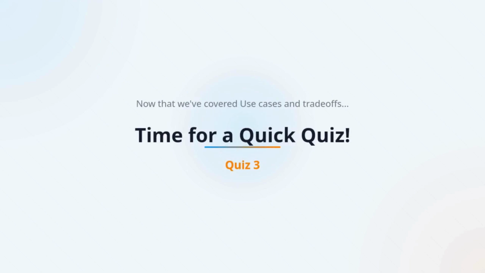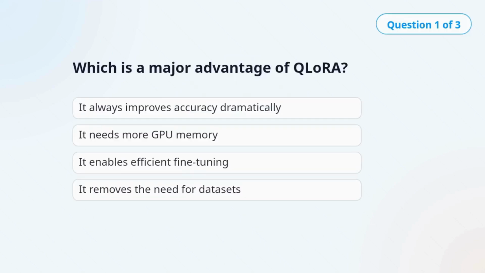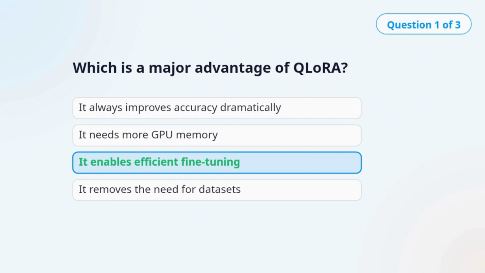Here's quiz number 3. See if you can get it right. Question 1. Which is a major advantage of QLoRA? The correct answer is, it enables efficient fine-tuning. QLoRA is designed to fine-tune large models with much lower memory and computation requirements.